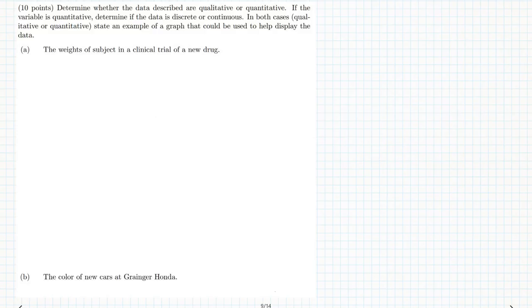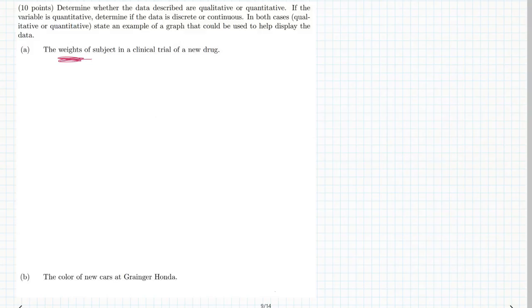So now moving forward, we'll get into statistics. A lot of people get tripped up for some reason with qualitative and quantitative, so I'm going to try and tackle that real quick. Determine whether the data described are qualitative or quantitative. If the variable is quantitative, determine if the data is discrete or continuous. In both cases, qualitative or quantitative, state an example of a graph that could be used to help display the data. So the real question is, what is your variable? In the first case, the weights of subjects in a clinical trial of a new drug.